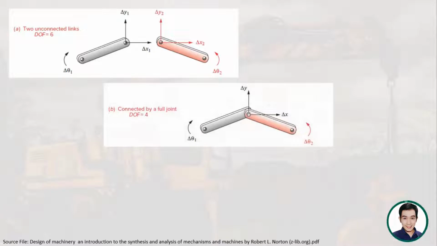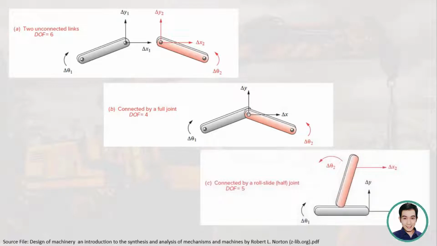Now, when we connect the 2 links using a full joint, you can see here that each of the links is free to rotate. So that is equivalent to 2 degrees of freedom. And the connection between them can move up or down or left or right. So the total degrees of freedom for these connected links is now 4.